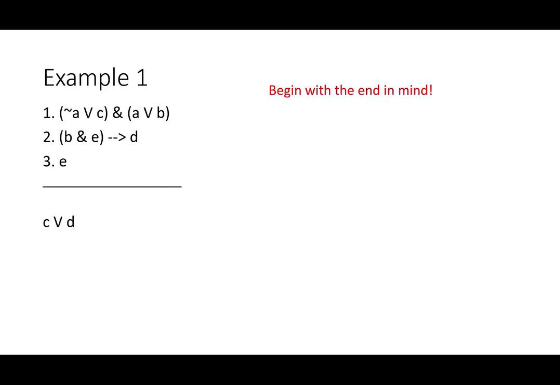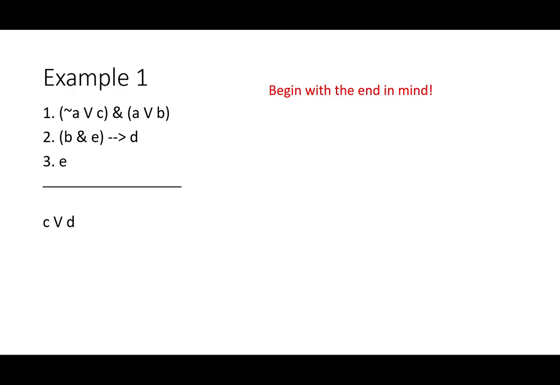So, here's how you might begin with the end in mind. In this example, we have a pretty complex set of premises. Premise 1: not A or C, and A or B. Premise 2: if B and E, then D. Premise 3: E. Therefore, either C or D.